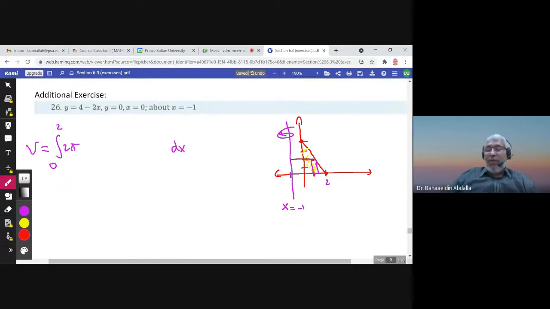What is the radius of this cylinder? Imagine you are rotating this rectangle about the axis of symmetry. Well, I know that this point is (x, y). So this distance is x up to the y-axis. But this distance is 1, from x equals -1 to the y-axis. So 1 plus x would be the radius of the cylindrical shell, while the height is y of the line, which is 4 minus 2x, minus y of the x-axis, which is 0. So this will give you the volume.